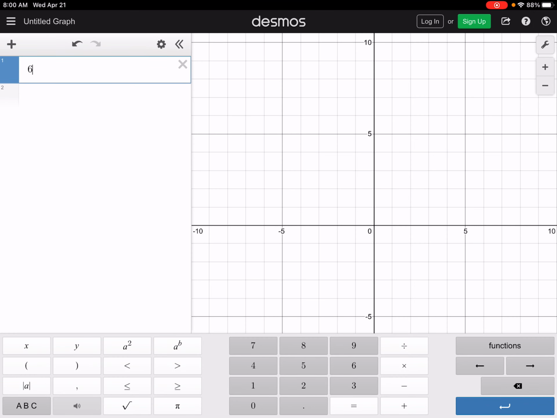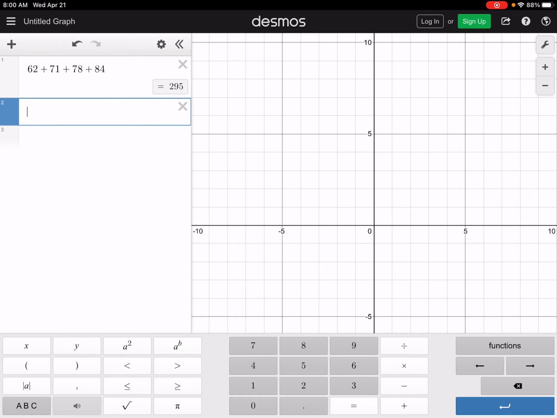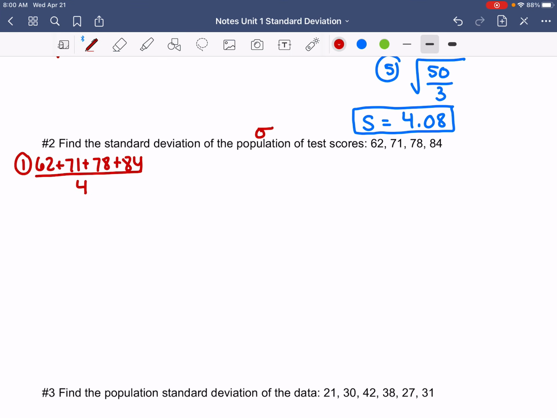All right, so we had 62, 71, 78, and 84. So that's 295. Divided by how many pieces? 295 divided by 4 is 73.75. So that was 295 divided by 4, which was 73.75. So it's a little bit harder. I'm going to need my calculator more than I needed it on that last problem.